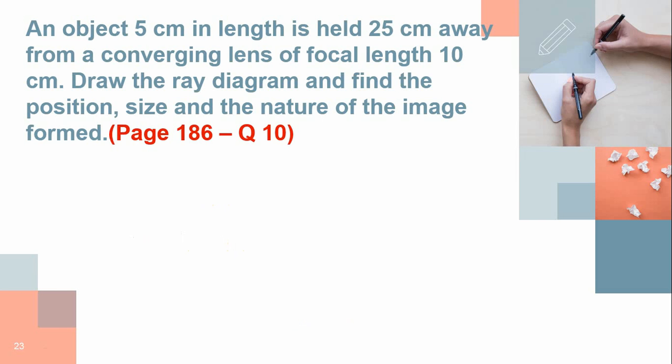Next question. An object 5 centimeter in length is held 25 centimeter away from a converging lens of focal length 10 centimeter. Draw the ray diagram and find the positions, size and nature of the image formed. You can see this problem, page number 186, question number 10.